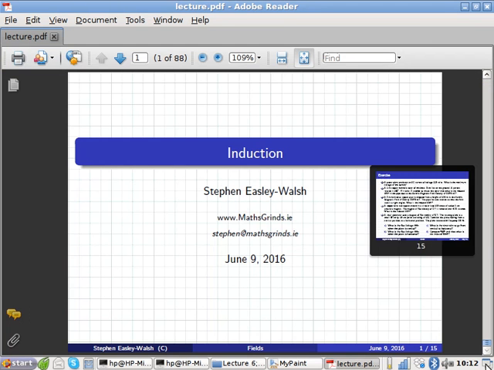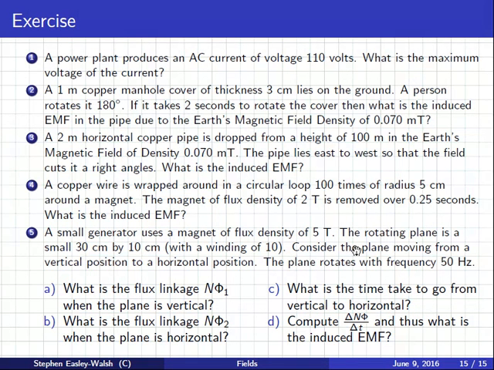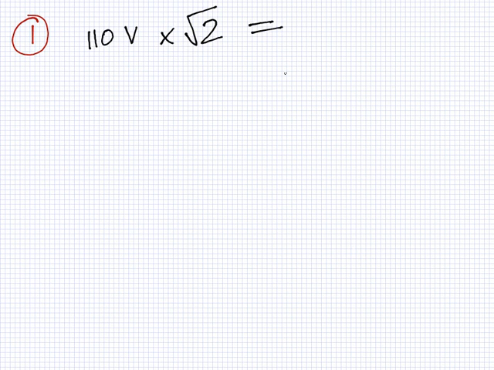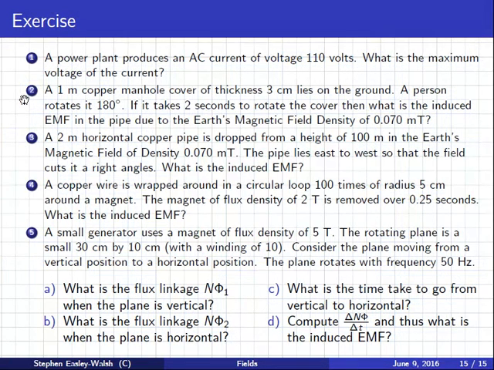Where's your calculator? Come on. 110 by... 155.5. It's good, it's good. I have it now, thanks.